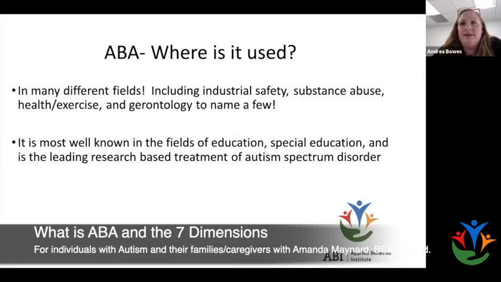Okay, so where is it used? It's used in many different fields, actually, and this is my soapbox, and if you know me, I always say it's awesome for kids with autism, but it's used across all different fields. It's used in industrial safety, substance abuse, health and exercise, gerontology, and that's only to name a few. It's really started to get used across the board, but it's most widely known in the fields of education, special education, and is the leading research-based treatment of autism spectrum disorder.